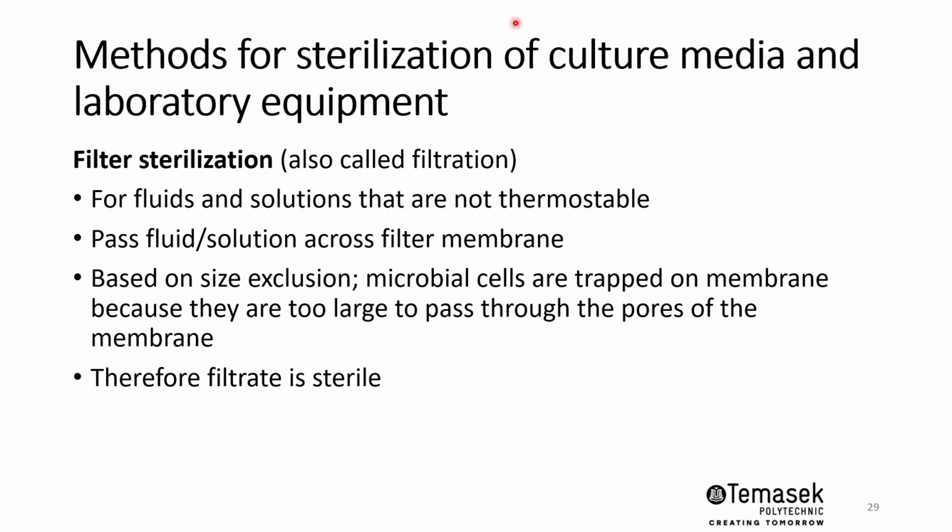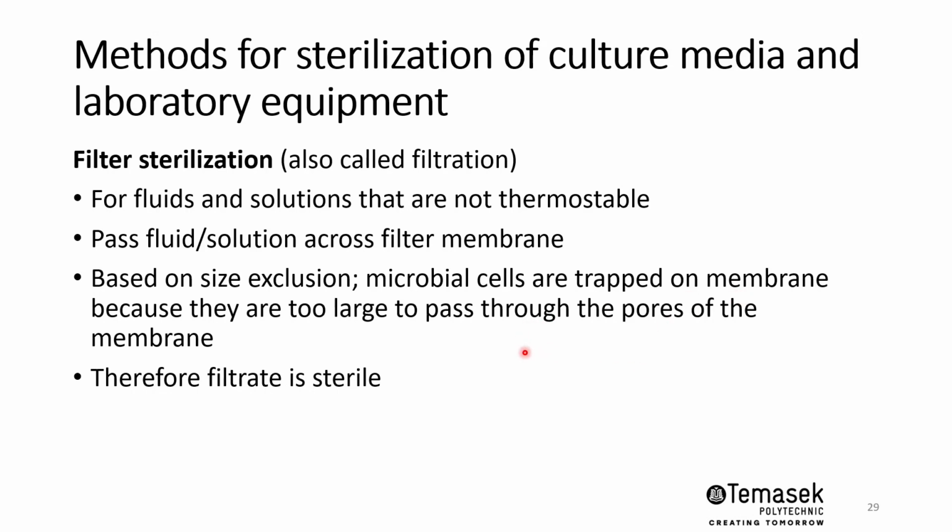So filtration can be done through membrane filtrations. So once again, membrane filtrations should be used for fluids and solutions that are not thermostable. All right. Based on size exclusion, right? These are filter membranes that have different sizes. They can be 0.45 micron. They can be even smaller filter size, down to 0.2 micrometers, right? So based on the size itself, you will have effectively trapped the different microbe cells on the membrane because they are too large to pass through the different pores, right?